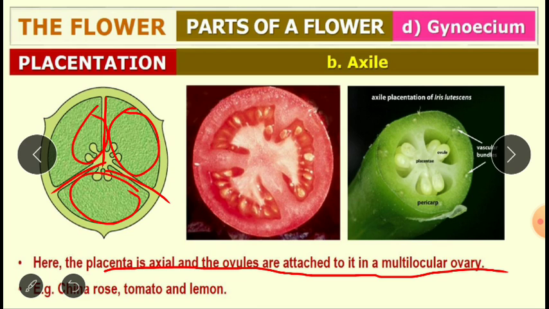You can observe this type in plants like China rose or simply tomato, lemon. You can find these types of ovaries. This is known as axile placentation, in which a multilocular ovary is there.